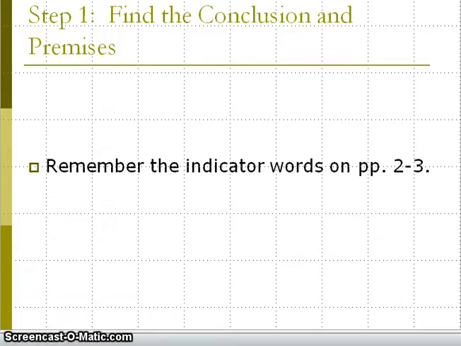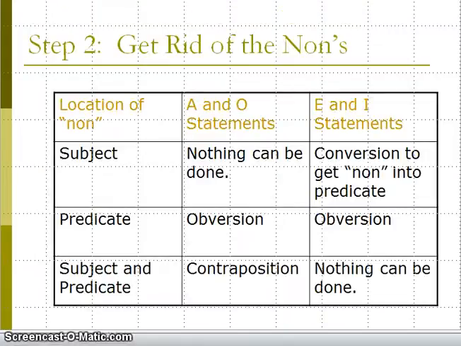I'm going to encourage you to go back to page 3 in your textbook. In there you have indicator words for premises and indicator words for conclusions. Those will come into play and be important as we go through the remainder of chapter 5, so keep that in mind. Okay, the second thing we do is get rid of the nons.